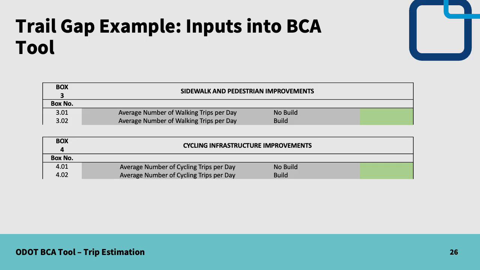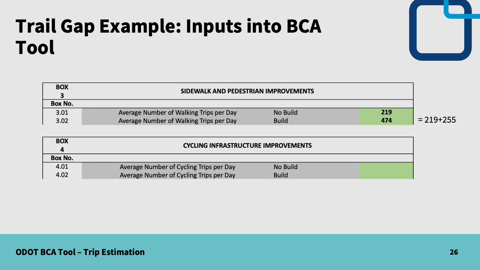If we were to use the ODOT BCA tool for our example project, this is how we would plug it into the trip estimation results. 219 goes into box 3.01 as the average number of walking trips per day in the no-build scenario, which is the number of existing pedestrian trips we calculated. In box 3.02, we add both existing and new pedestrian trips as the average number of walking trips per day in the build scenario, which is 474.